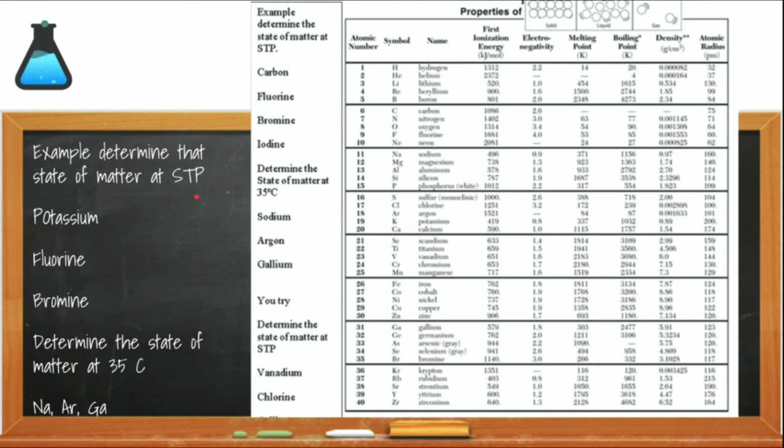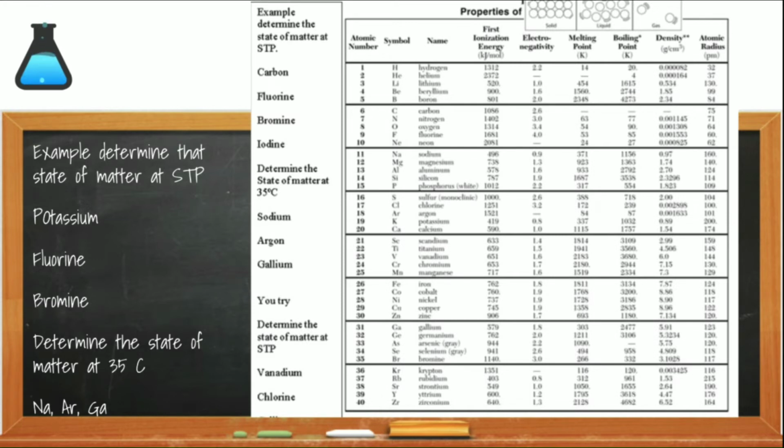Now, in order to find the state of matter at STP, you have to find the temperature of STP in Kelvin. The reason why we need Kelvin is when we look here, notice that the melting point and the boiling point on reference table S, these physical constants are given in Kelvin. So we have to make sure that we're comparing the same unit.